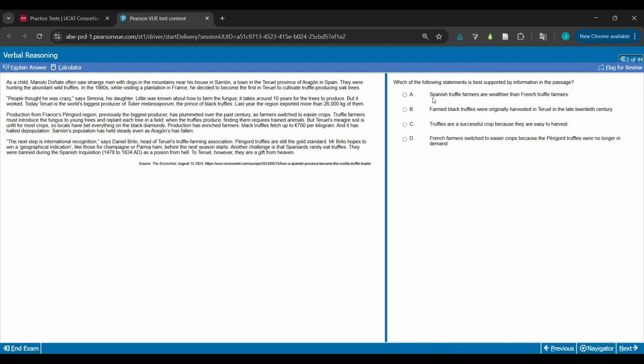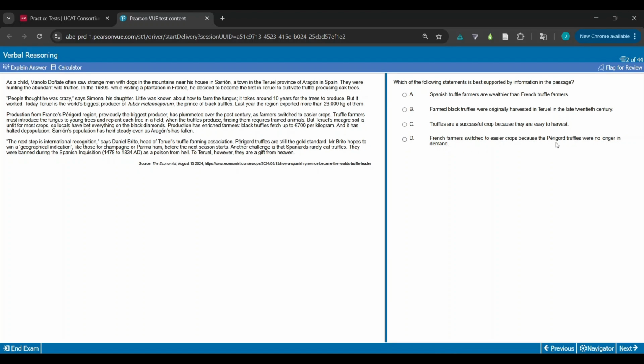Which of the statements is best supported? Spanish truffle farmers are wealthier than French ones. Farm black truffles originally harvested in Teruel. So this one, I remember it saying that about they were. So this is one of those where I remember saying about the 700 per kilo, and it said that the production in France's region has dropped, but that doesn't mean that their farmers are wealthier for sure, right? So I'd say I'd probably rule out A. Truffles are a successful crop because they're easy to harvest. That's wrong because remember you needed specific animals to hunt them.